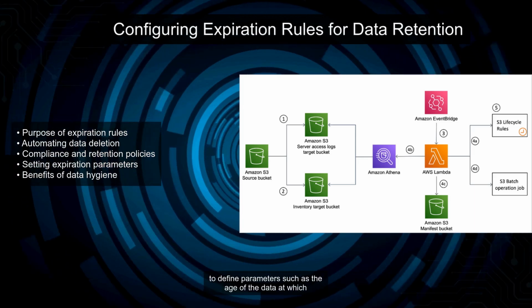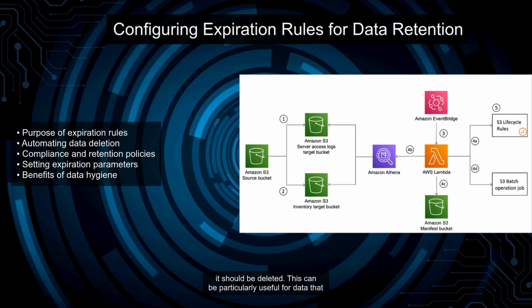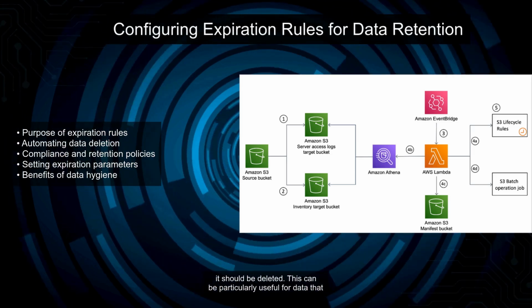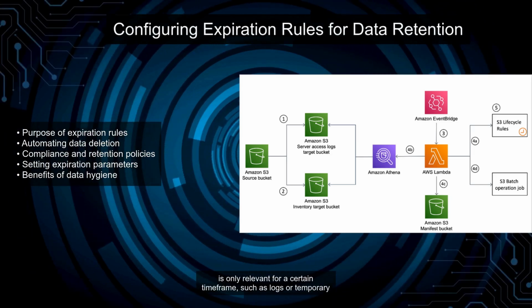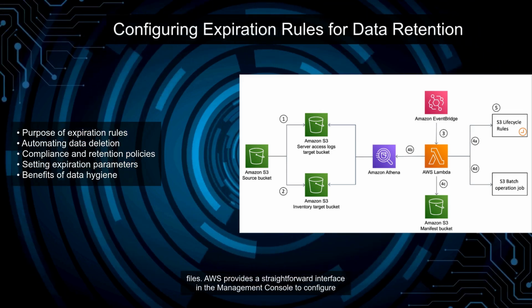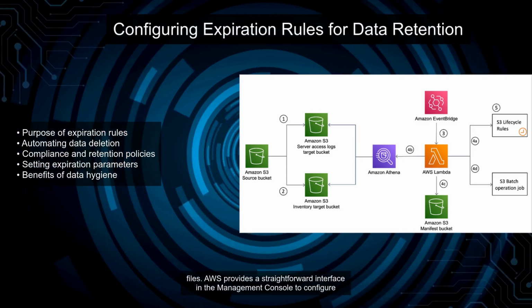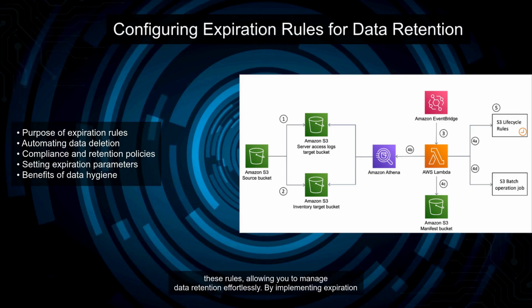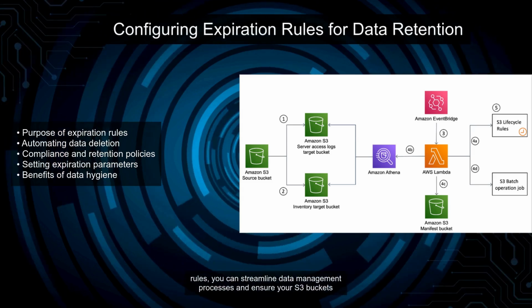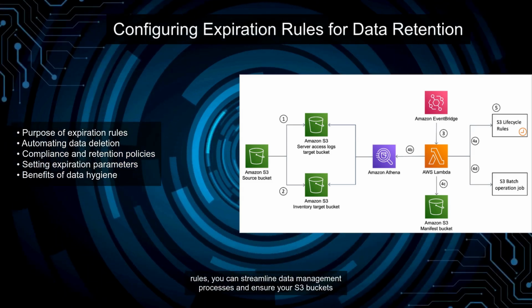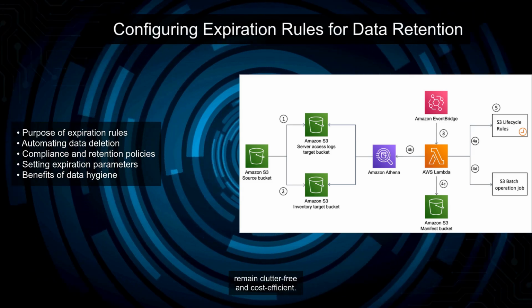To set expiration rules, you need to define parameters such as the age of the data at which it should be deleted. This can be particularly useful for data that is only relevant for a certain time frame, such as logs or temporary files. AWS provides a straightforward interface in the management console to configure these rules, allowing you to manage data retention effortlessly. By implementing expiration rules, you can streamline data management processes and ensure your S3 buckets remain clutter-free and cost-efficient.